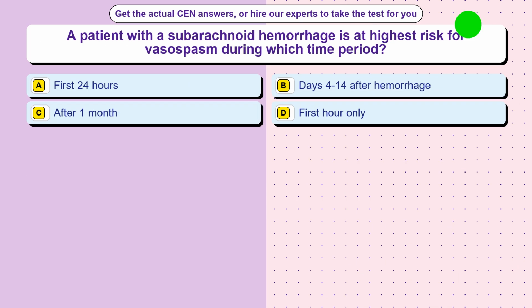Question 88. A patient with a subarachnoid hemorrhage is at highest risk for vasospasm during which time period? Option A, first 24 hours. Option B, days 4 to 14 after hemorrhage. Option C, after 1 month. Option D, first hour only.